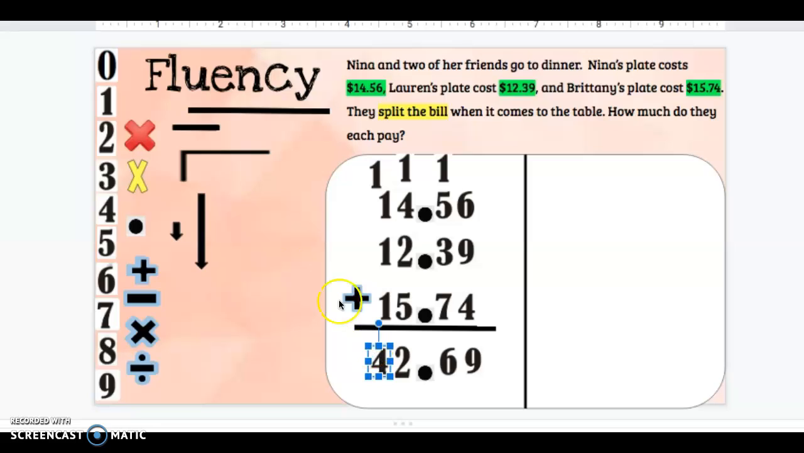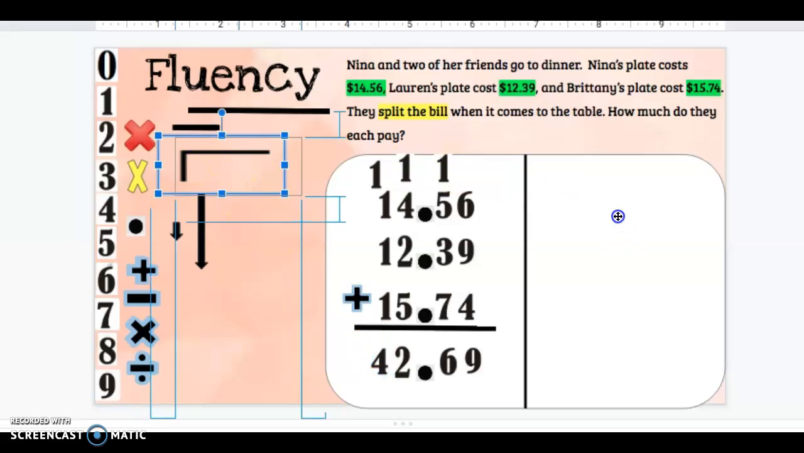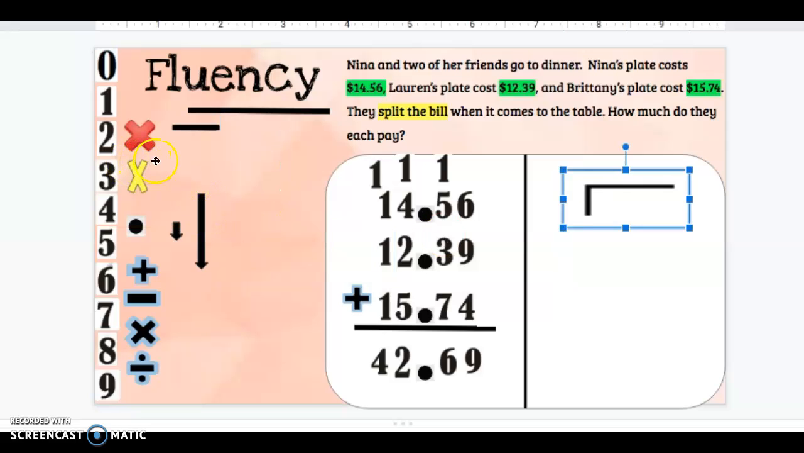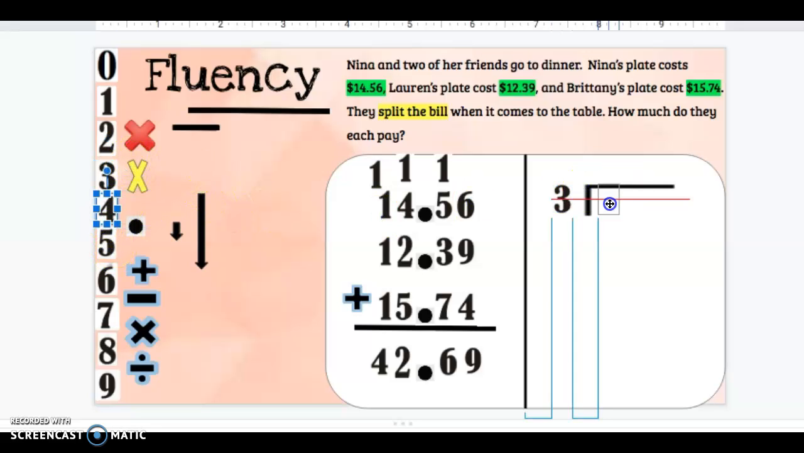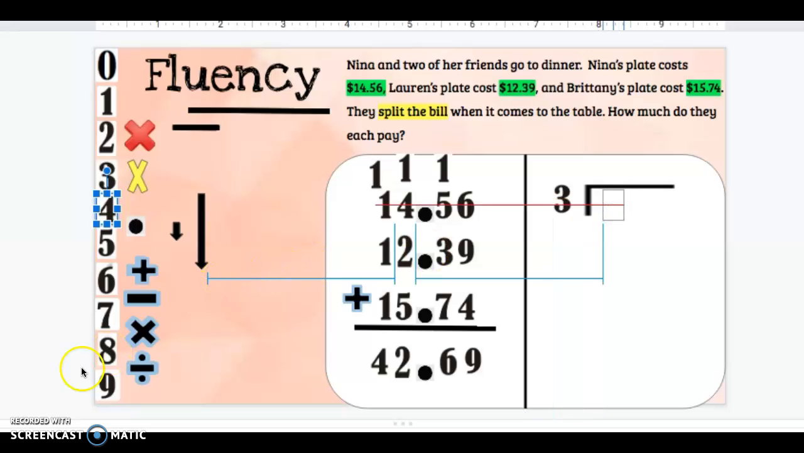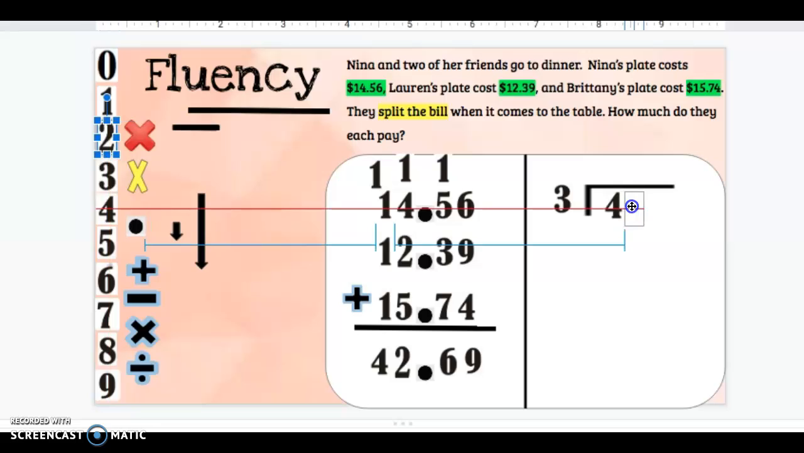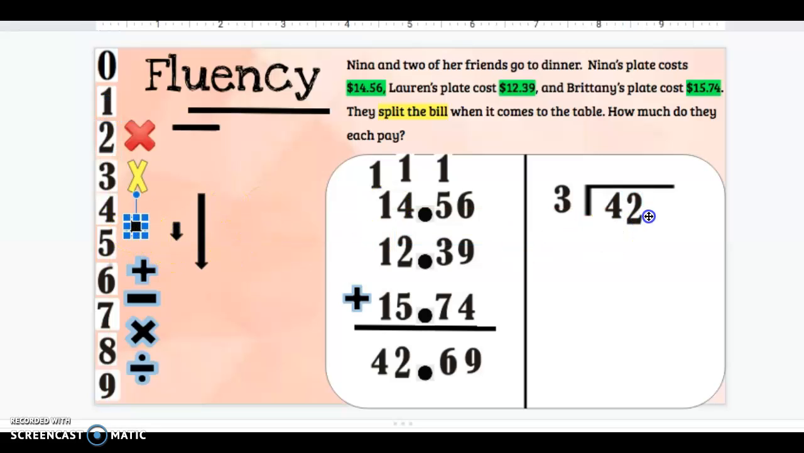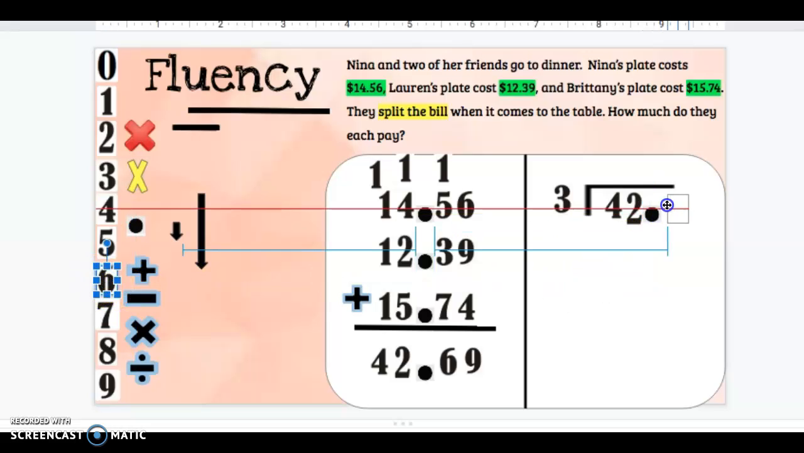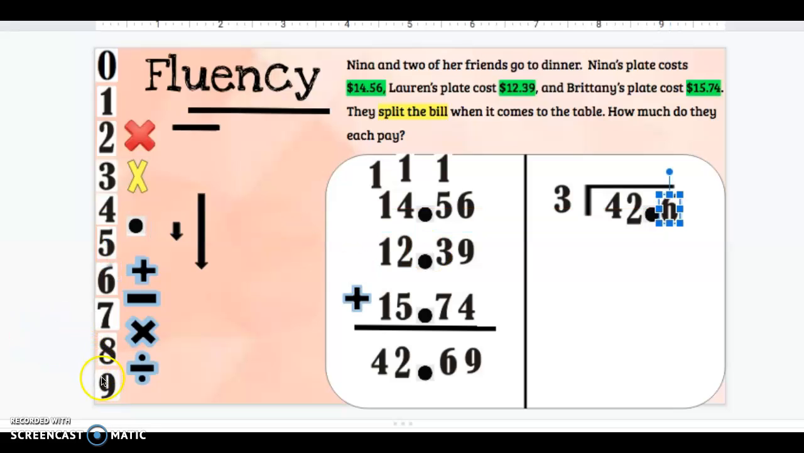So there's 3 people. So we have to split it evenly. So we're dividing it evenly amongst 3 people. So 3 is on the outside. And we're splitting up the $42.69. So that has to be on the inside. Okay, when we're dividing decimals, we bring the decimal point straight up before we even do anything.